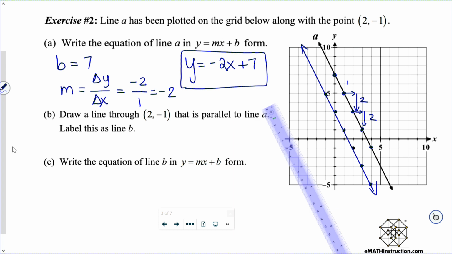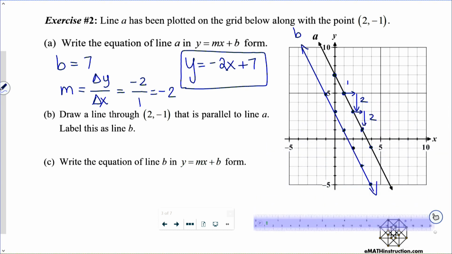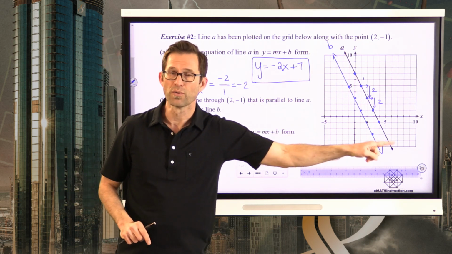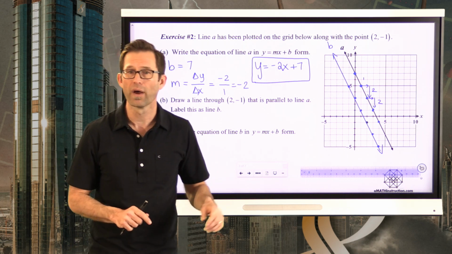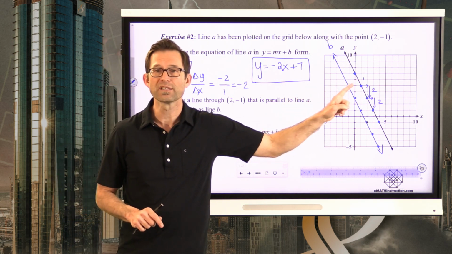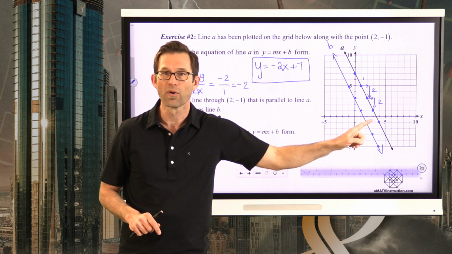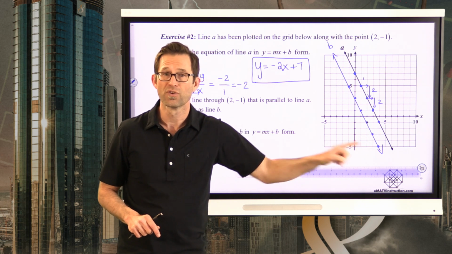All right, I'm going to label that line B as the directions requested. And there you go, and you can really see it. I hope it's pretty obvious that these two lines are parallel to each other. And again, they're parallel because they're moving in the same way. To go from one nice point to another nice point on either one of the lines, I'm going to go to the right 1 and down 2.